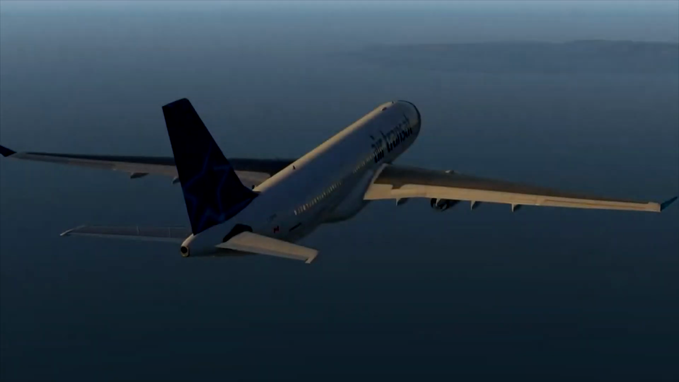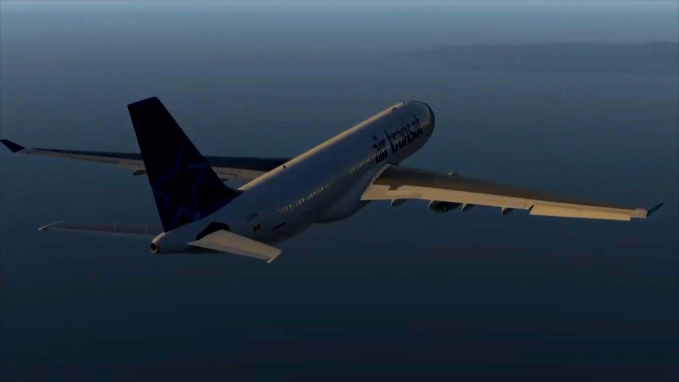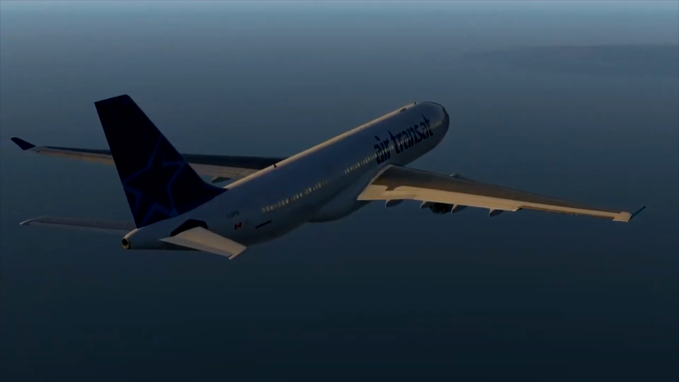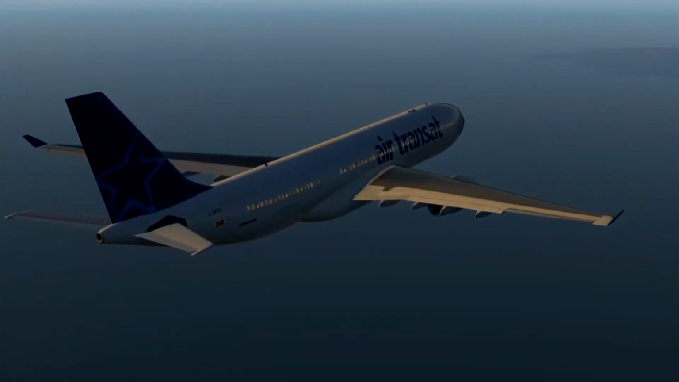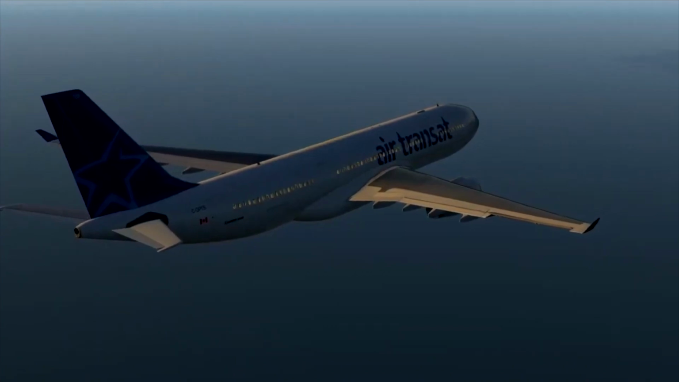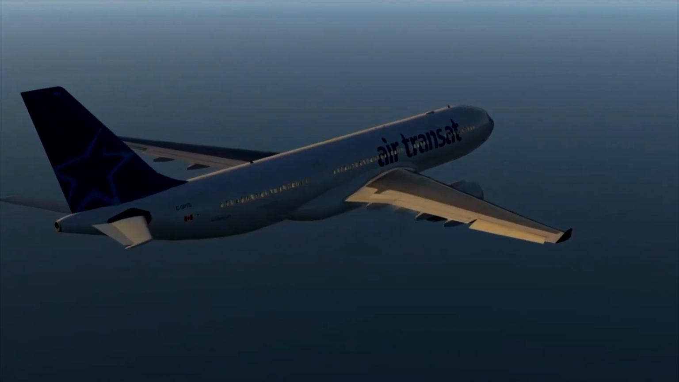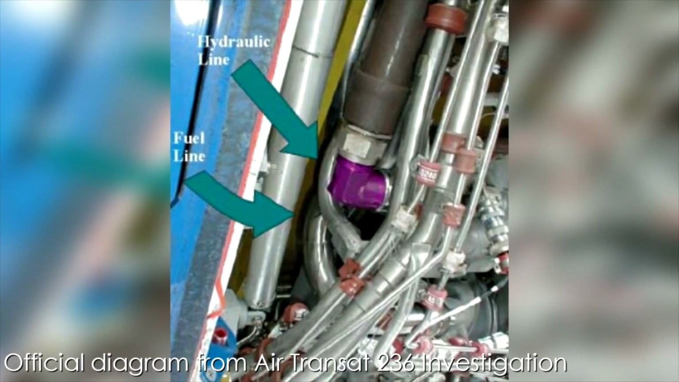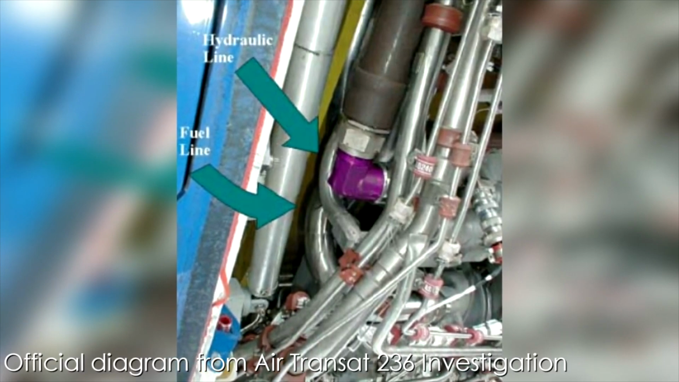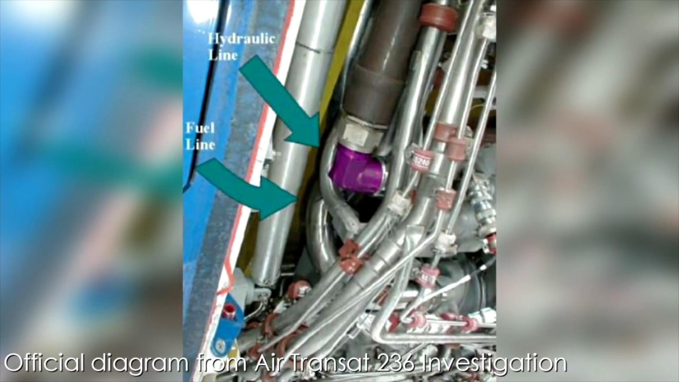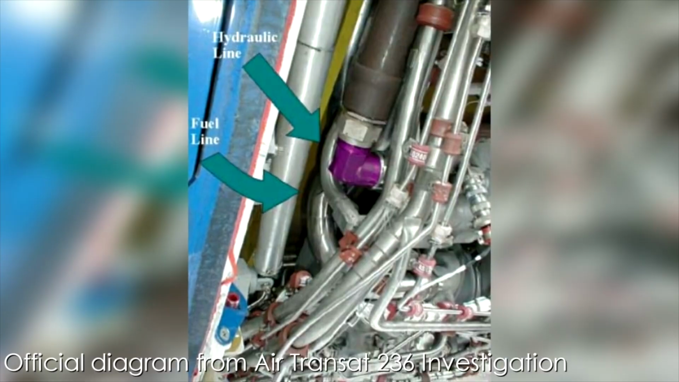An example of when the use of the RAM air turbine was on Air Transat TS236 on August 24, 2001. This flight was an Airbus A330 from Toronto to Lisbon. 4 hours into the flight over the Atlantic Ocean, a fuel line supplying engine number 2 ruptured, resulting in a fuel leak. The flight crew was, however, not aware of this rupture that has happened to the fuel line that was supplying to engine number 2.